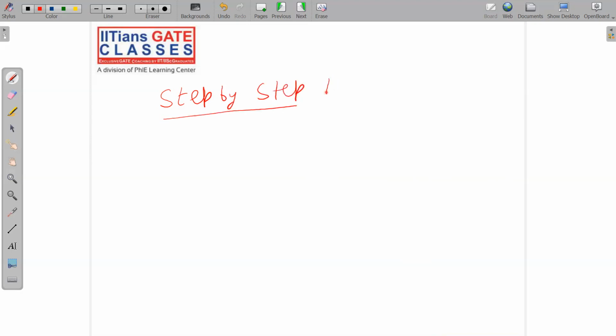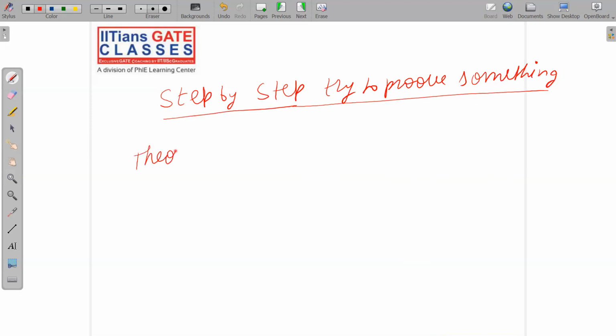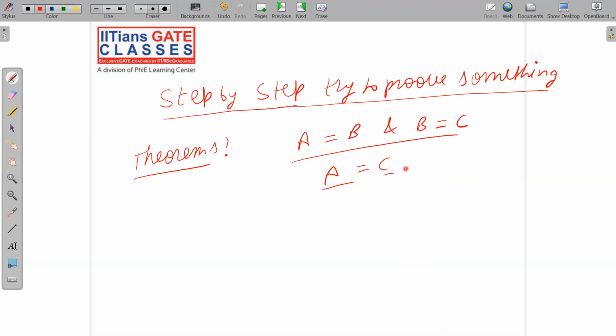Step by step, try to prove something. Like you do in mathematics, we try to prove some theorems. So how exactly do we prove theorems? Say we say that A is equal to B and B is equal to C, so the final conclusion is A is equal to C, like this.